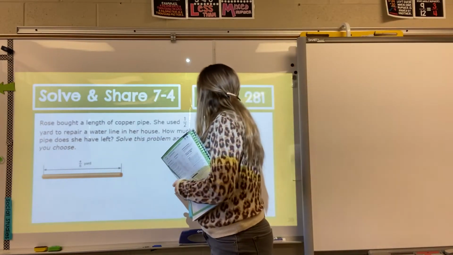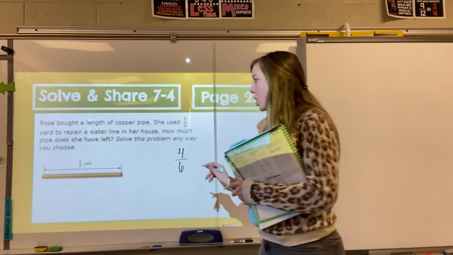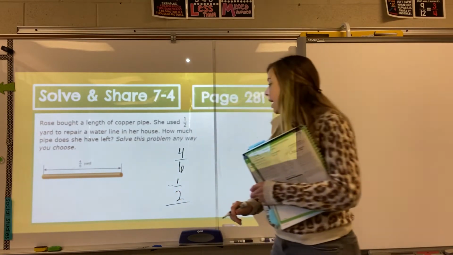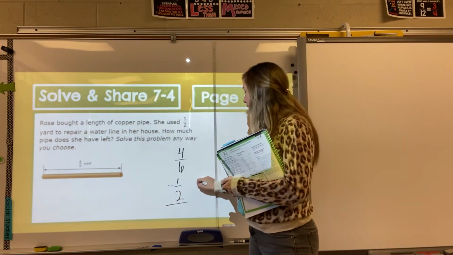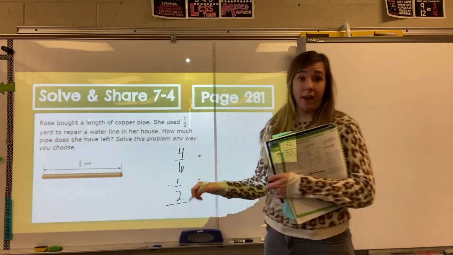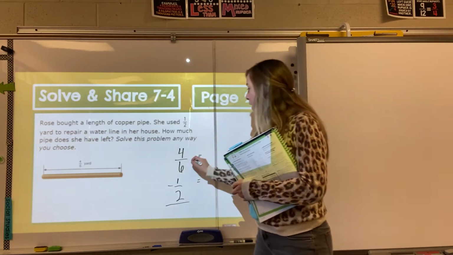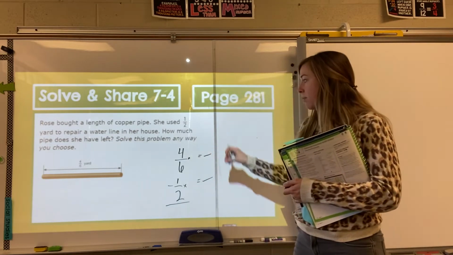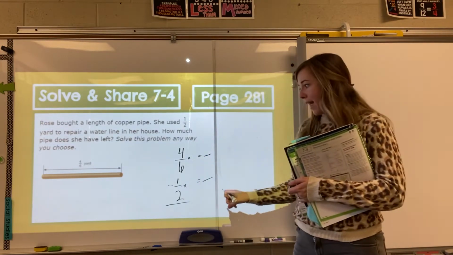So we have 4/6 of a yard is what she's starting with. We need to take away the half a yard that she used in order to repair a water line in her house. I am impressed. I could not do that. So go Rose.